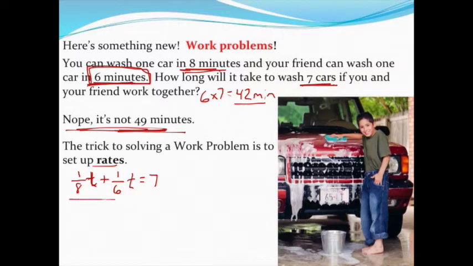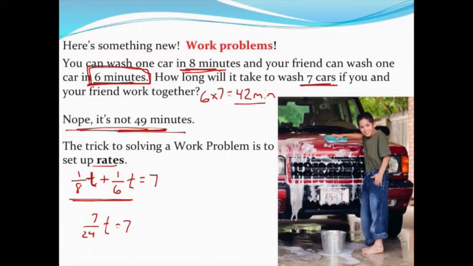Even though these are fractions right here, they're still like terms. They have the same variable in them. So I can add 1/8 and 1/6 together to get 7 over 24. Now if you're not good with adding fractions or have no idea where I got that from, I found a least common denominator. If you don't want to do that or don't remember how to do it, then I guess just use a calculator for now. We'll come back to that idea later in the year. But 1/8 plus 1/6 is just 7/24 times time, and then equal again to the number of cars I want to wash, which is 7.